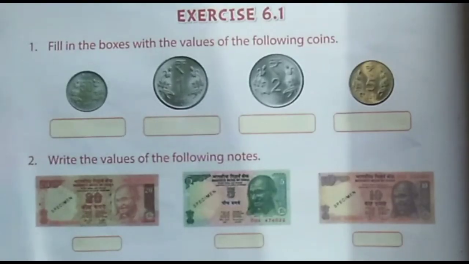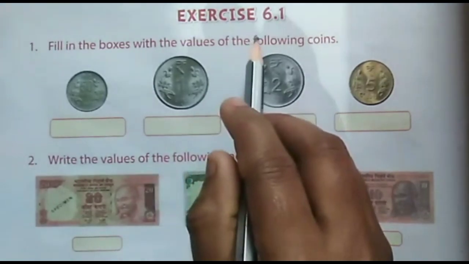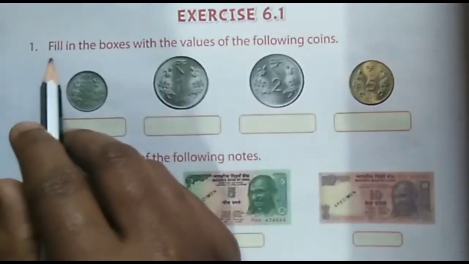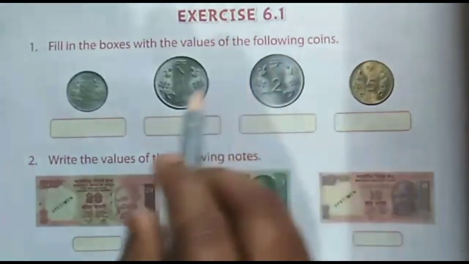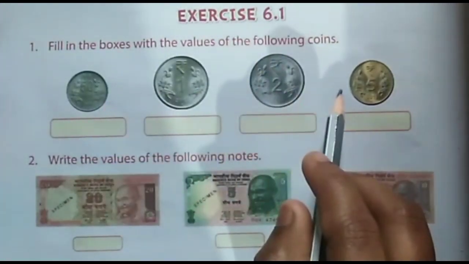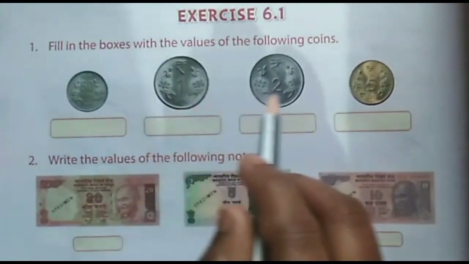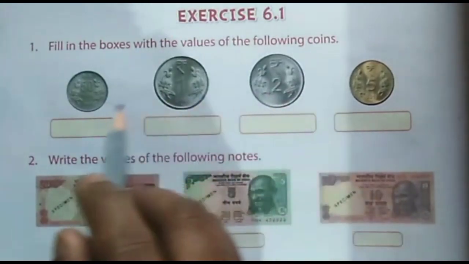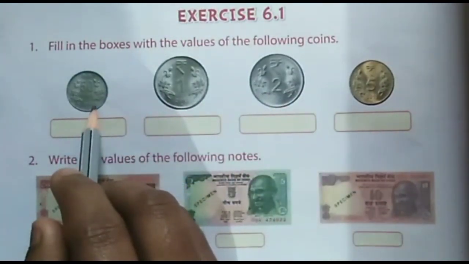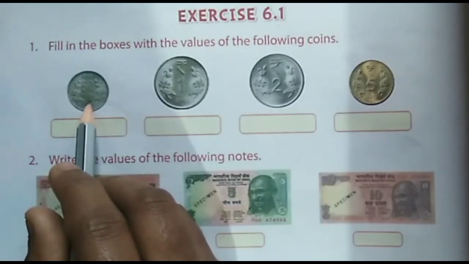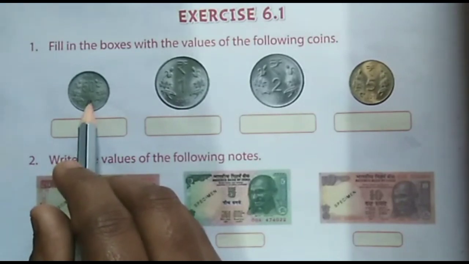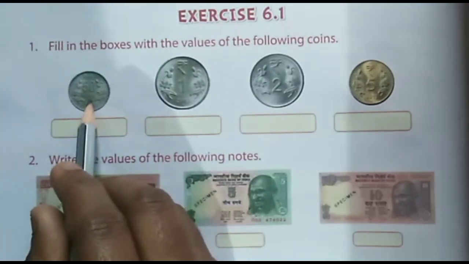Children, take page number 108, exercise 6.1. First question, fill in the boxes with the values of the following coins. Here, some coins are given. We should write the values of each coin. Children, look at the first coin. Here you can see this is a 50 paise coin, isn't it? So the value of this coin is, yes, 50 paise. So we can write 50 paise.